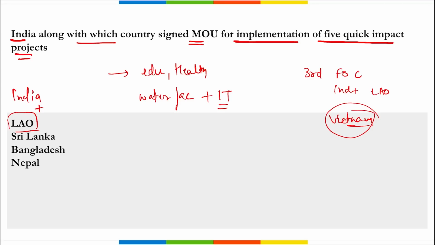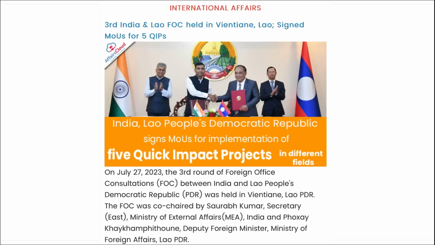Here you can see, third India and Laos FOC held in Vietnam, and Laos signed 5 MOUs for QIPs. What are QIPs? I just mentioned quick impact projects, right? That is your quick impact projects, right? Next.